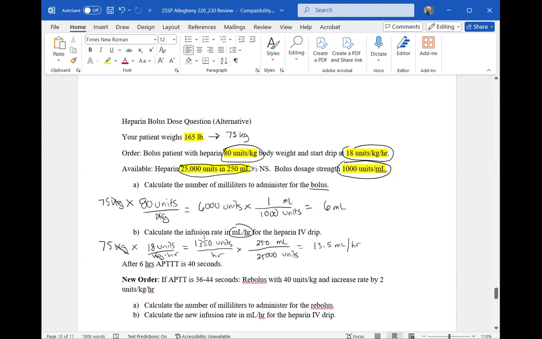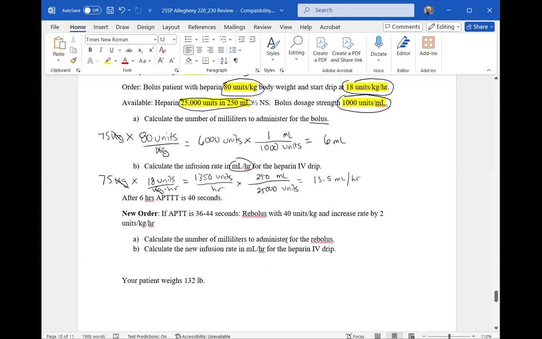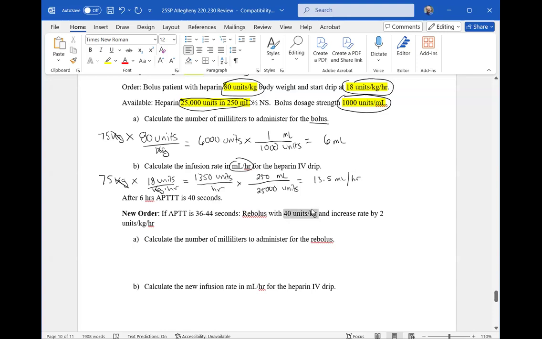Now, the other part of that question, and like I said, this is just more practice. They're not going to give you two heparin questions. They're just going to give you this one bolus heparin protocol question. But just so you can see what happens after 6 hours. We have an APTT of 40 seconds, and then it tells us if it fits in this range, then we rebolus with 40 and increase the rate by 2. So I'm just going to highlight the new order, right? 40, and then increase by 2.